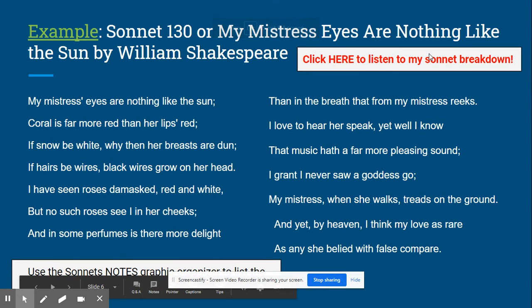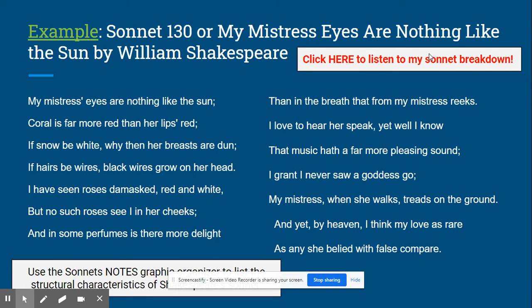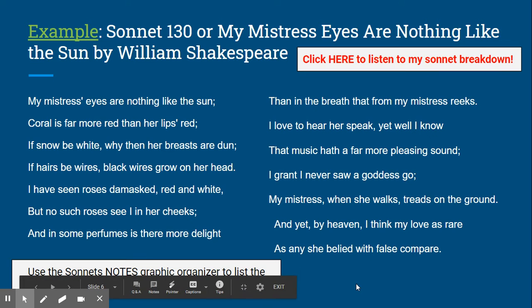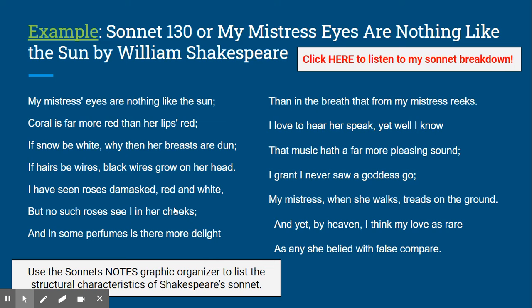Okay, so this sonnet, you'll be doing the same thing as what you did with the Milton sonnet. You will use your graphic organizer to take down notes on the characteristics of a Shakespearean sonnet. So, the first thing that you should know is that the Shakespearean sonnet is broken up into two major parts.